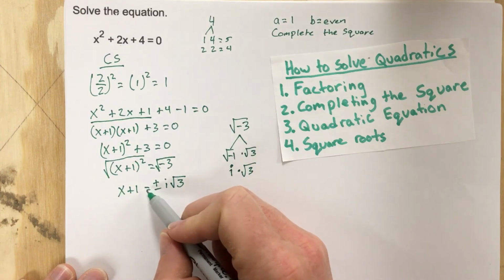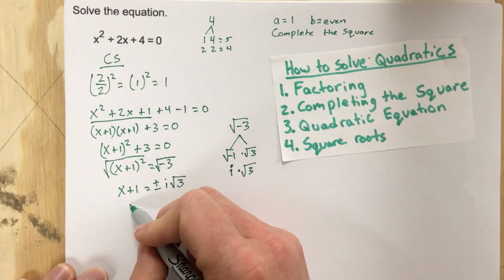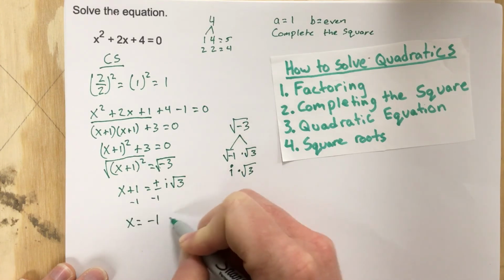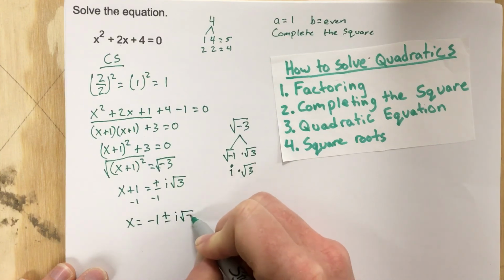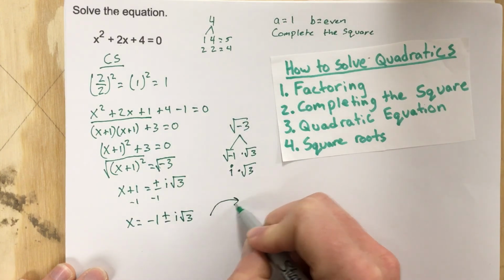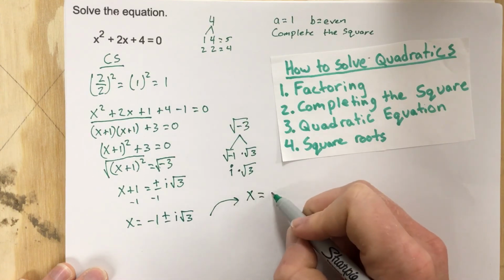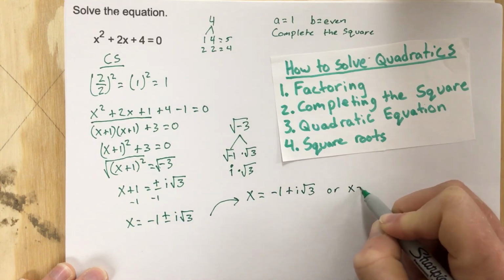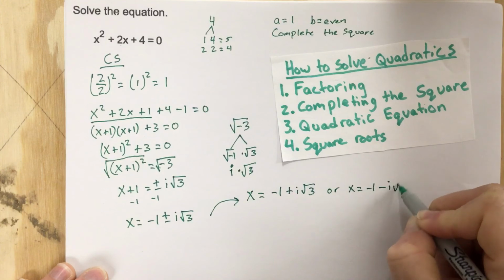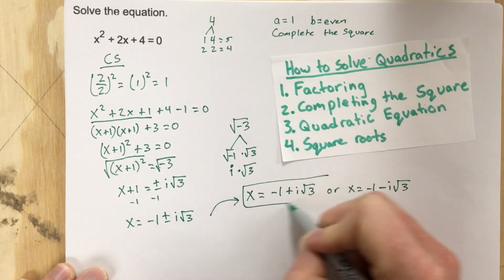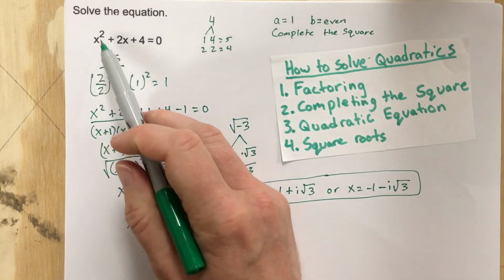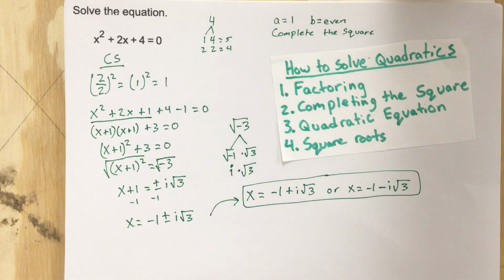Last step, we're going to subtract the 1, and when we subtract the 1, we end up with x equals negative 1 plus and minus i root 3. Now let's split it, so it's x equals negative 1 plus i root 3, or x equals negative 1 minus i root 3. These are the solutions. And they're the complex solutions. And remember, degree 2 tells us the max number of solutions that we can have is 2, so we have 2 complex solutions, 0 real solutions.